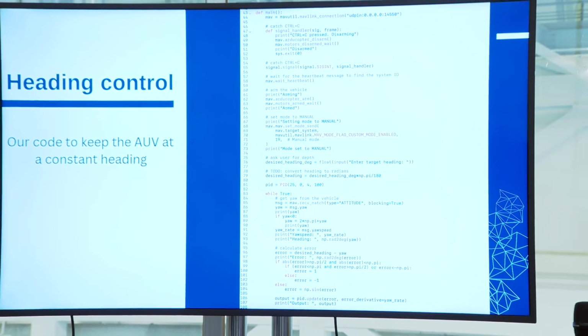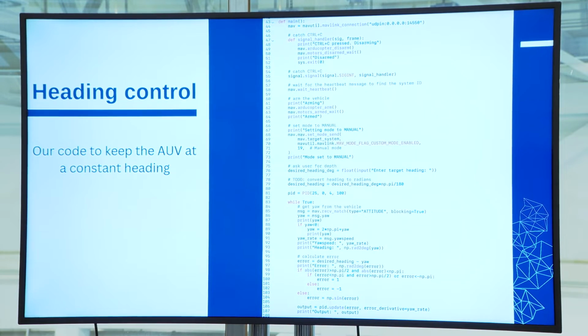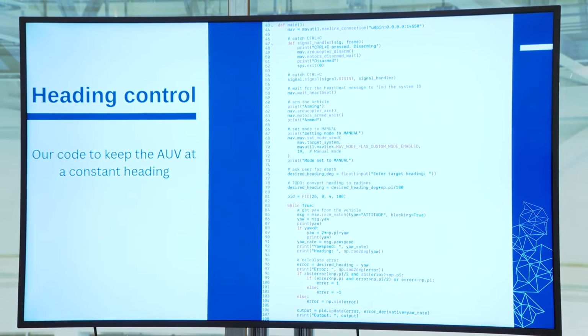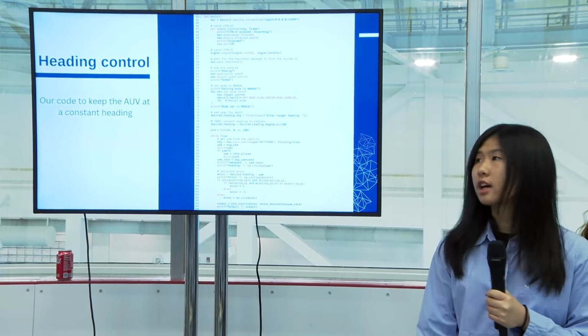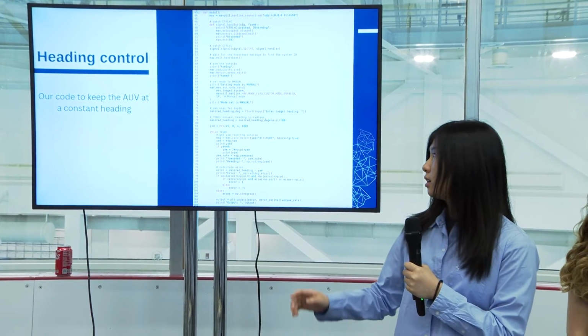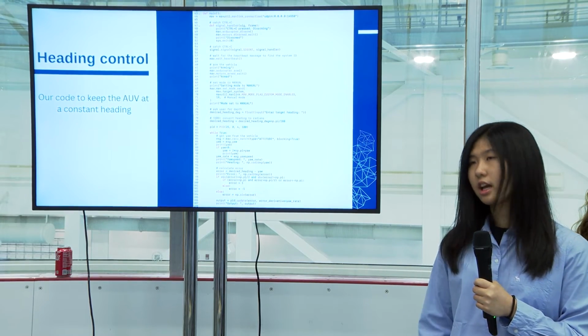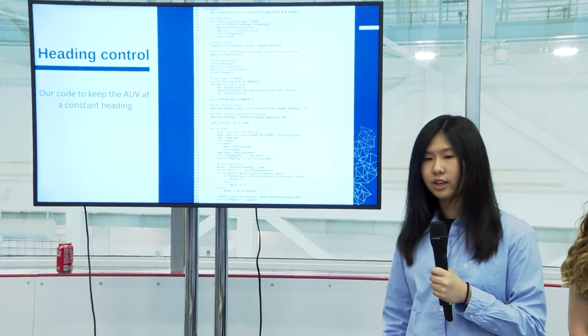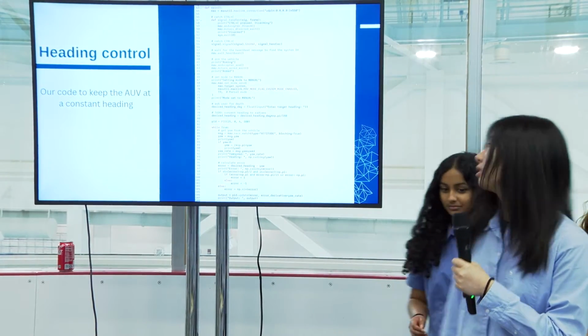And the heading control allows the user to input a desired degree into the function and then let the AUV be facing the degree that the user has implemented. And then after that, we use the heading control and the depth control in other functions like the lane detection, lane following, and April tag control, which is going to be mentioned later in the presentation.